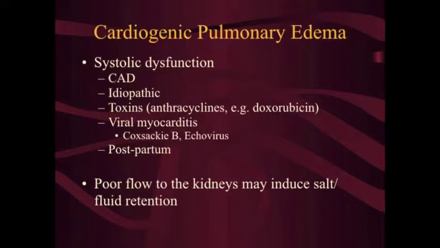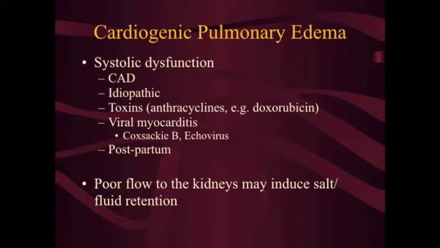Coronary artery disease, scarring from chronic ischemia or an MI, sometimes just idiopathic, toxins, anthracyclines, doxorubicin, which is a chemo drug, the classic cause of drug-induced systolic heart failure, viral myocarditis, and postpartum cardiomyopathy sometimes.